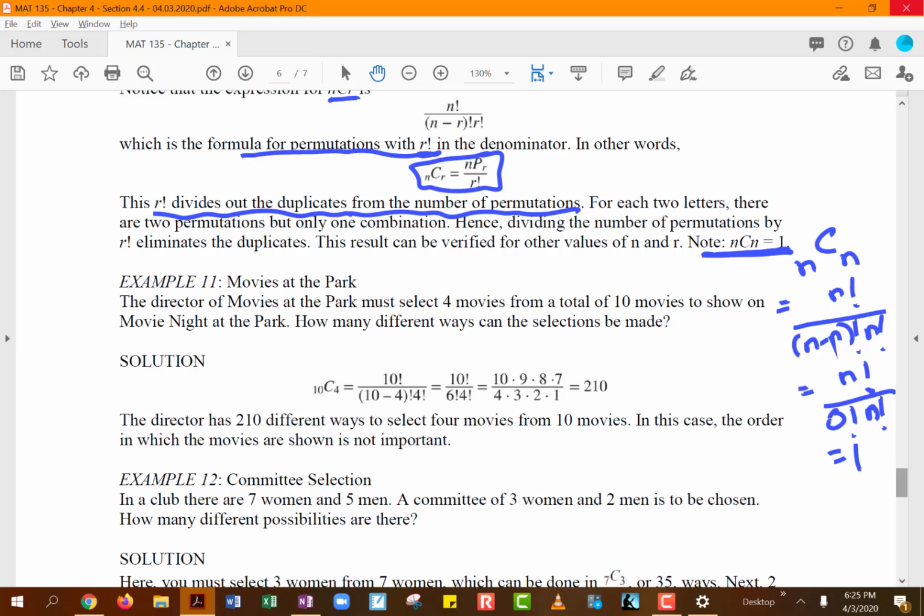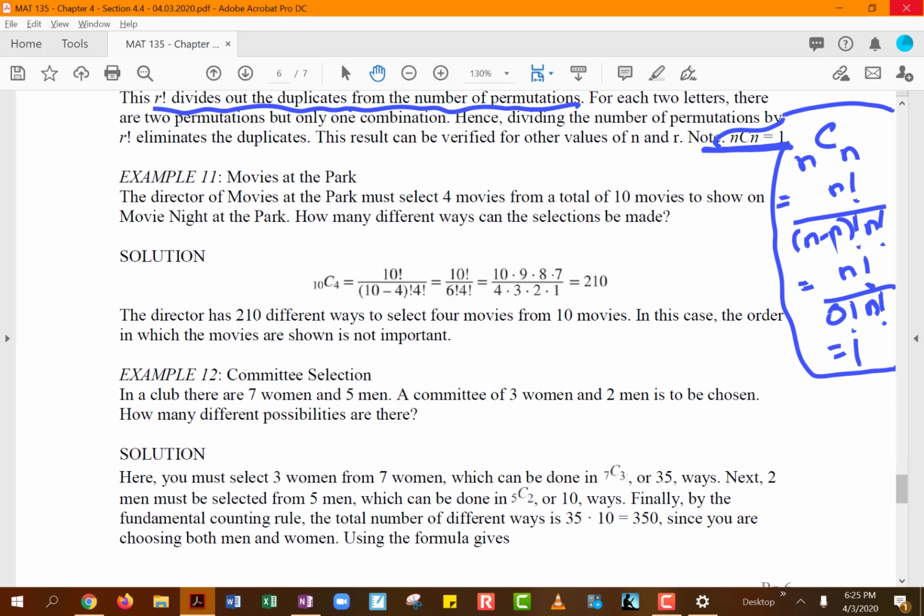Okay. All right, let's look at example 11 here, folks. So they are saying the director of movies in the park must select 4 movies from a total of 10 to show at this event, right? So how many different ways can we make the selections? Again, you have to think, does it matter how they select those movies? Does it matter if they pick such and such movie as the first one or such and such movie as the second one? Since order is not important, you use combination. If order was important, we would have used permutation.